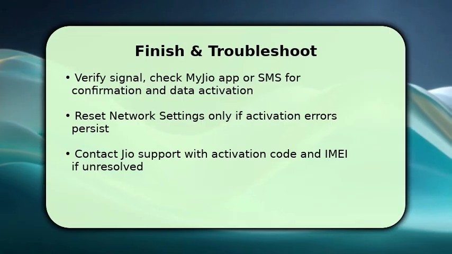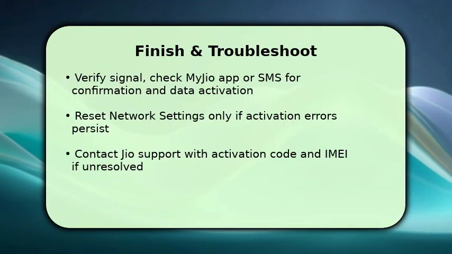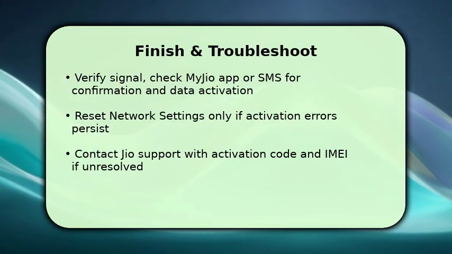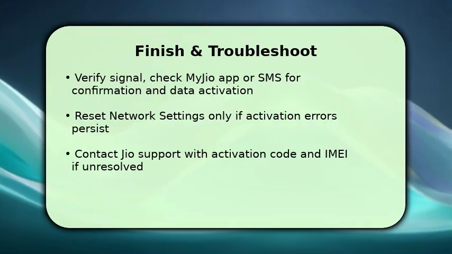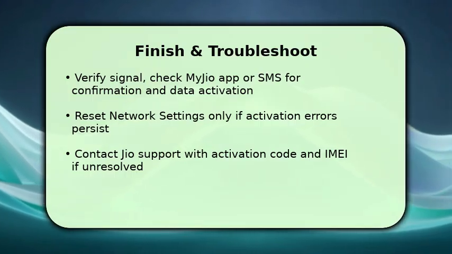data in settings. If issues remain, reset network settings as a targeted fix. This wipes Wi-Fi passwords but often resolves provisioning errors. Finally, contact Jio support with your activation code and email so they can complete activation on their end.